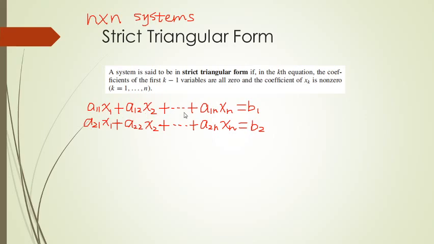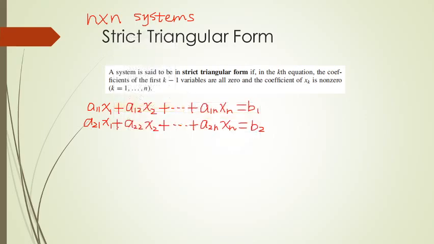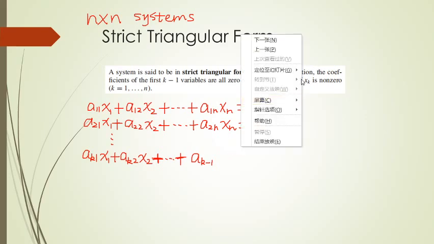Here are the first two equations. Then let's continue with the kth equation. That is ak1 x1 plus ak2 x2, and then we can write in this way, up to akk minus 1. Sorry, akk minus 1.